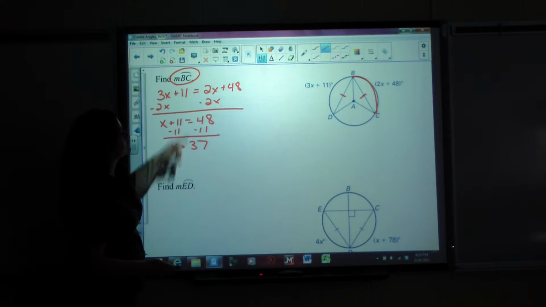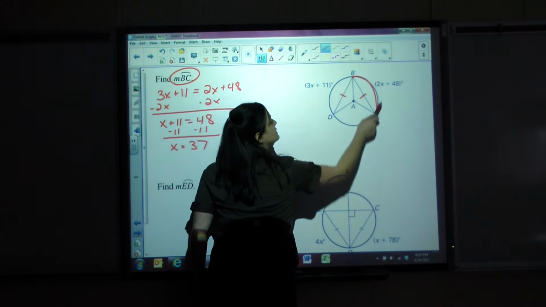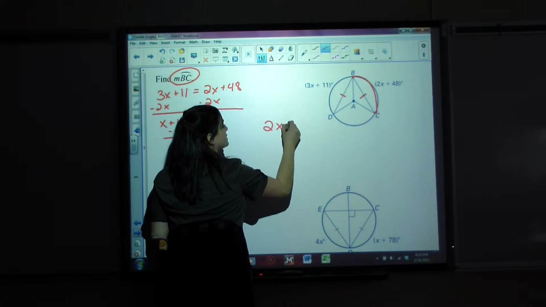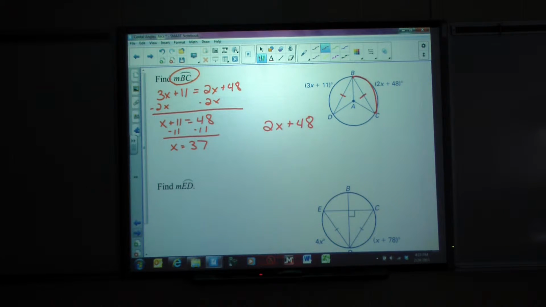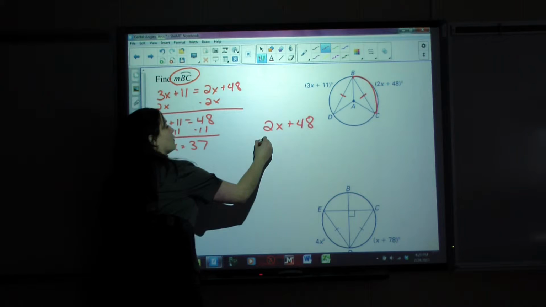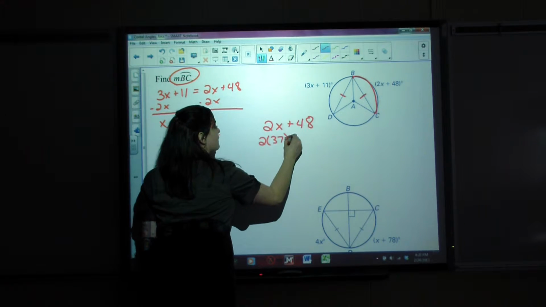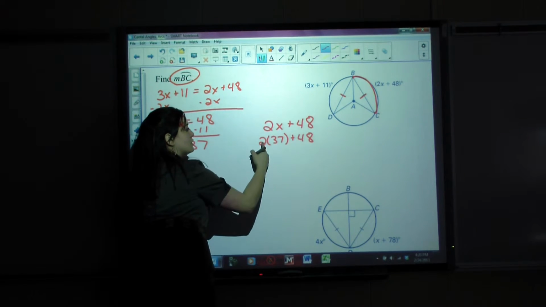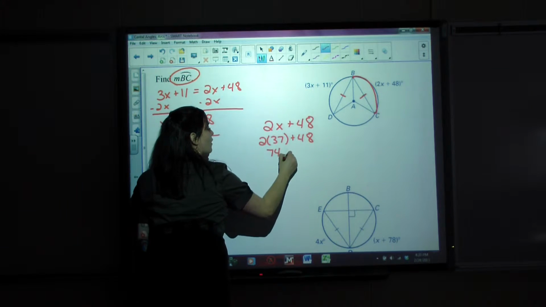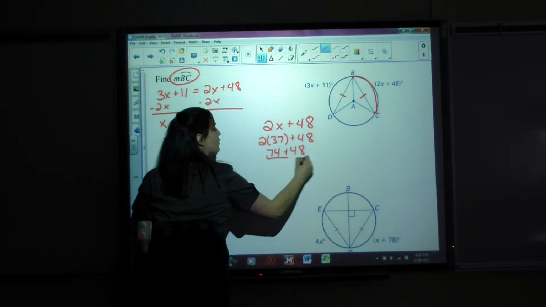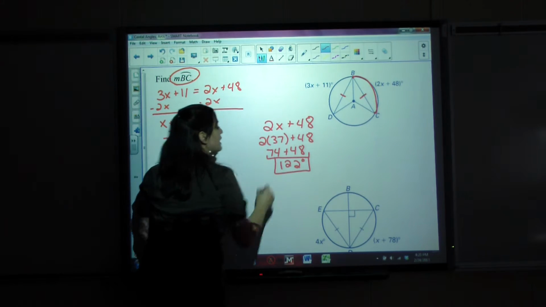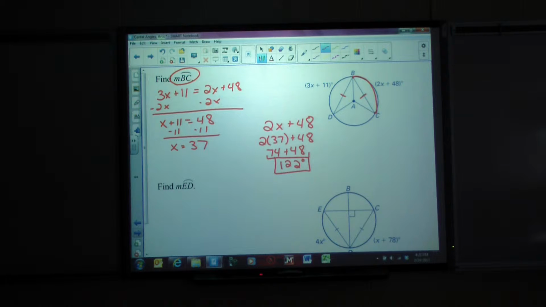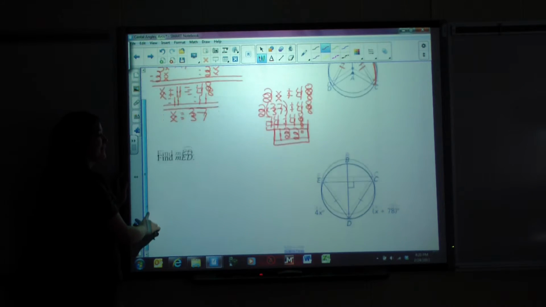So what we're going to do is actually find arc length BC. BC was 2x plus 48, so I'm going to plug in 37 for x. So we're going to take 2 times 37 plus 48. 2 times 37 is 74, plus 48. And we are going to be left with 122 degrees as the minor arc BC. It's 122 degrees. Okay, here we go.